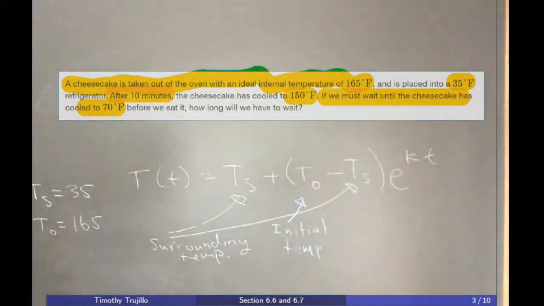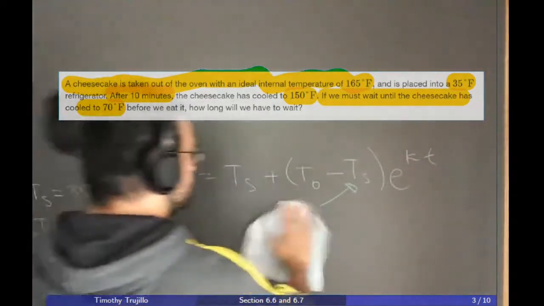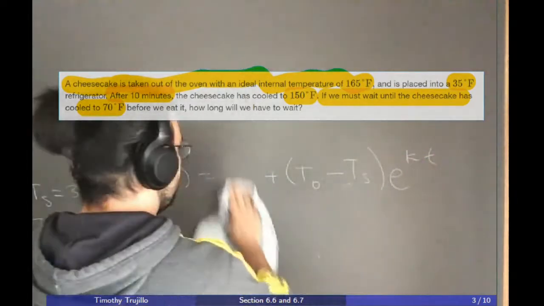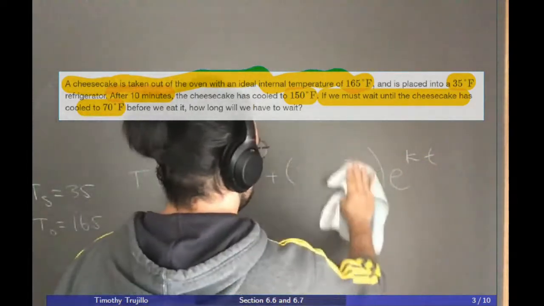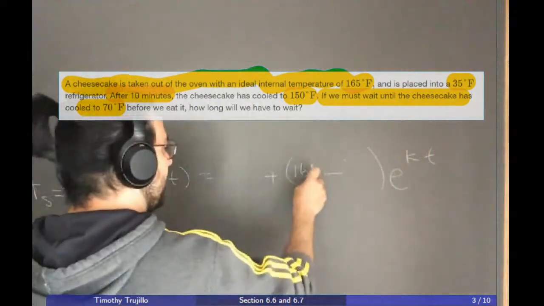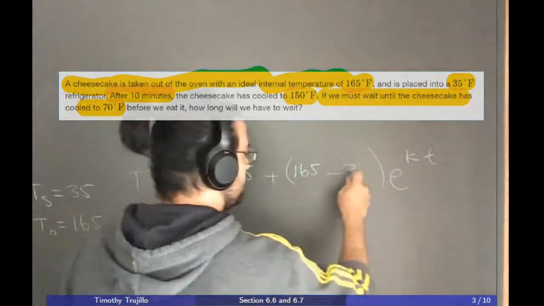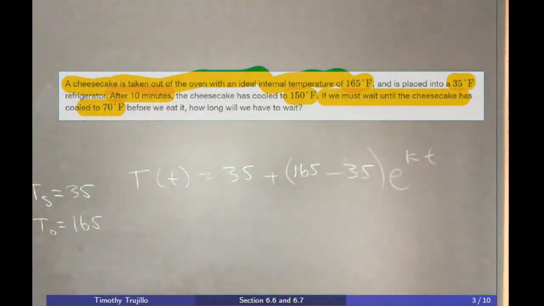So let's go ahead and plug that in, and we'll see the function that is now an exponential function. So T0 is 165, and the outside temperature was 35.